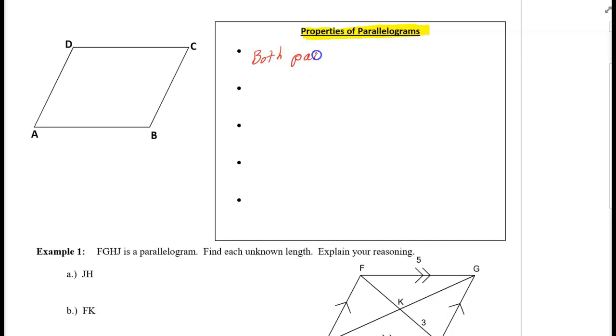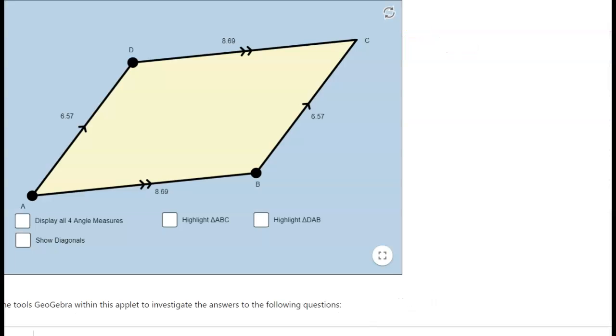So both pairs of opposite sides are parallel. And I'm going to mark them with these red marks that we did earlier in the year. So if we take a look at the parallelogram on your screen, you can see the parallel line marks.